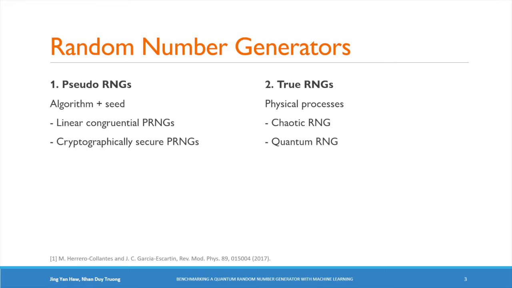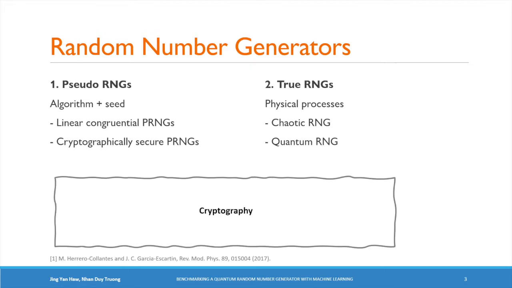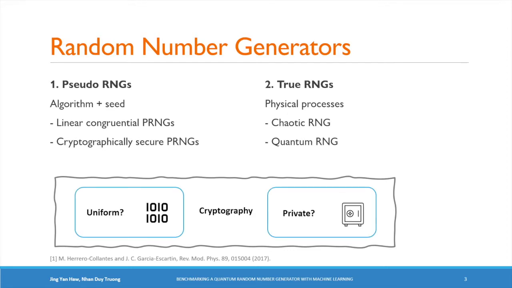When it comes to designing an RNG for cryptographic applications, one could ask the following questions. First, is the RNG output uniformly distributed and unbiased? Secondly, is it private or secret? In other words, uncorrelated to any other parties?